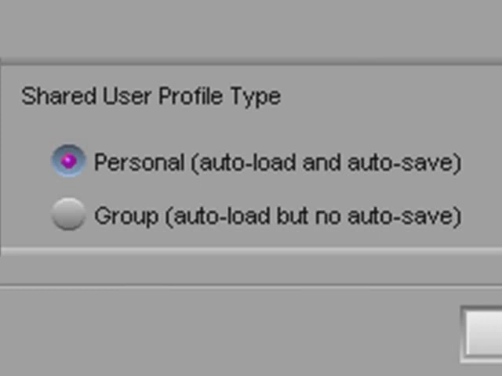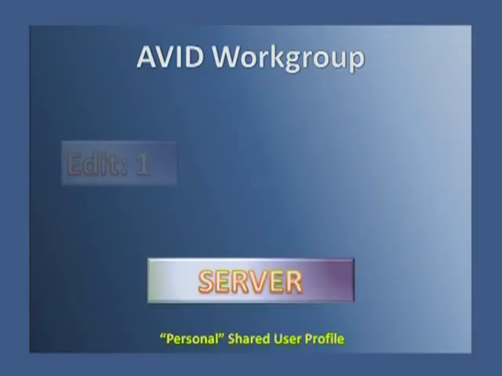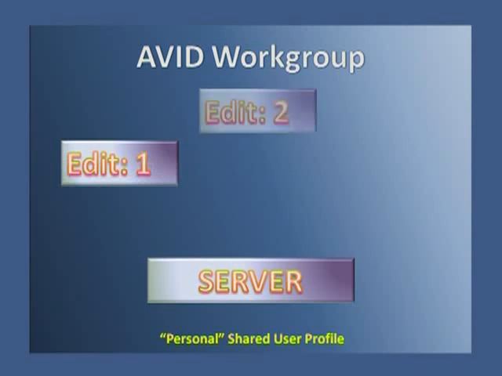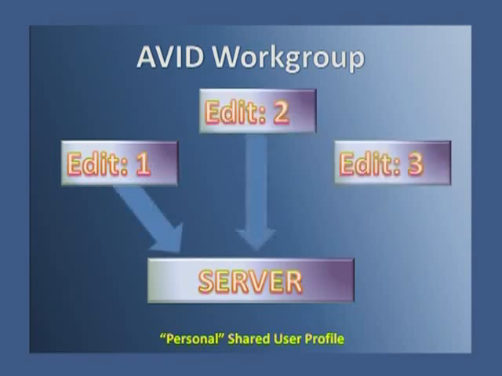Let's say that I'm working at this facility which has 3 Avid systems on an Avid Unity Media network. I'm working on system number 1 and I create a user profile and export it as a personal shared user profile type. I can now go to system 2 and import that profile from the Unity workspace. I can then do the same on system 3. So all 3 systems now have my user profile on board.